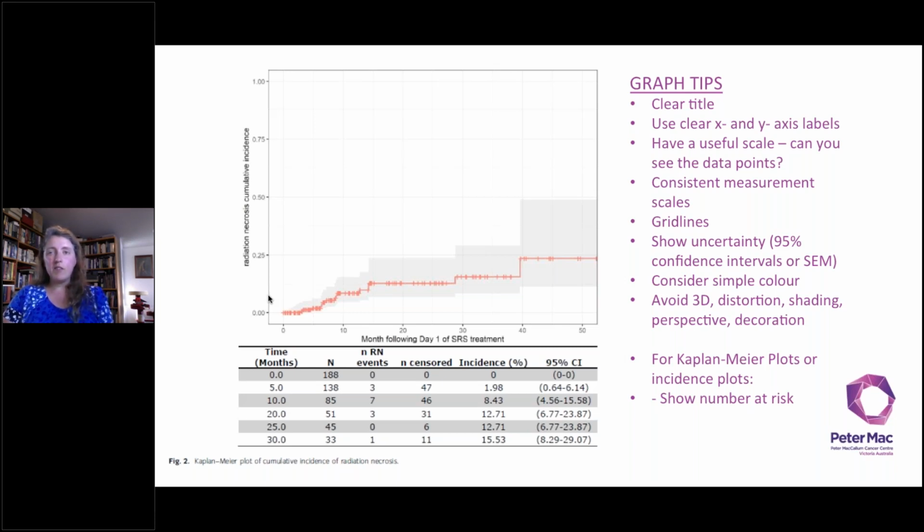Typically, avoiding 3D or distortion or decoration or shading is a good idea. Those things don't typically aid your interpretation of the information you're attempting to communicate. And a special point for Kaplan-Meier plots or incidence plots is to include some measure of the number at risk, so it is explicitly clear how many patients are informing the early part of your curve and how many patients are informing the later part of the curve.